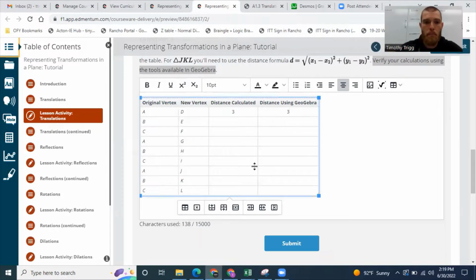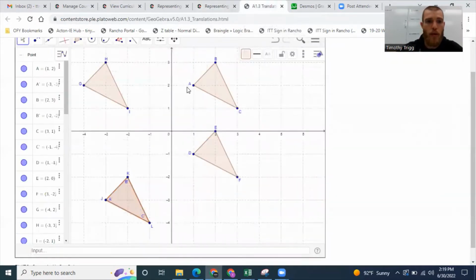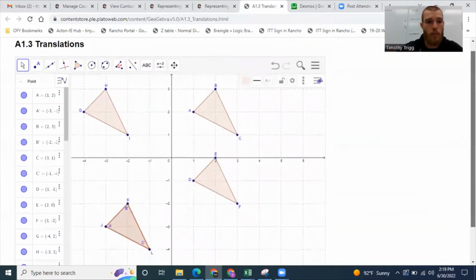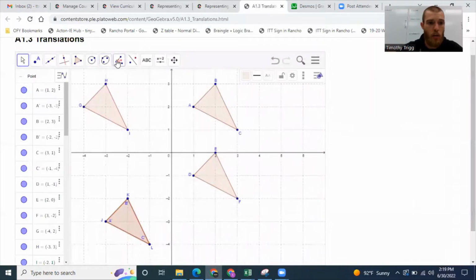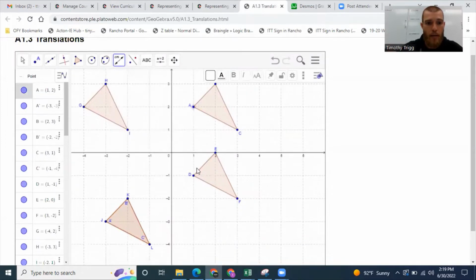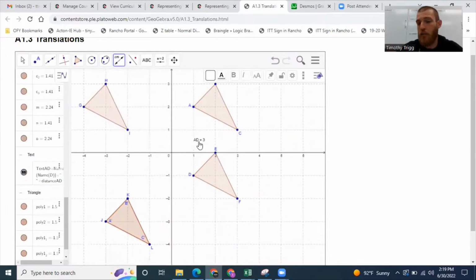Now, if you can't see that that's 3 units, another way you could do it is by using GeoGebra's tools. If you look up here, you can click on here, then click on distance or length, which is right here. You click on point A, then point D, and it'll tell you the distance just like that. That's another thing you can practice, because finding the distance or length in GeoGebra is certainly something you're going to be using often.